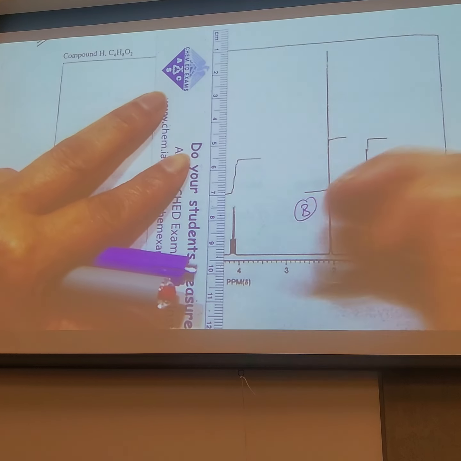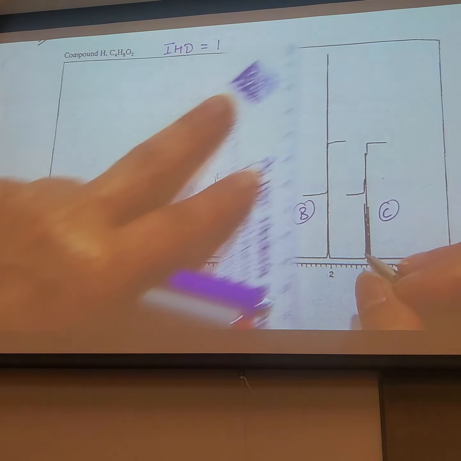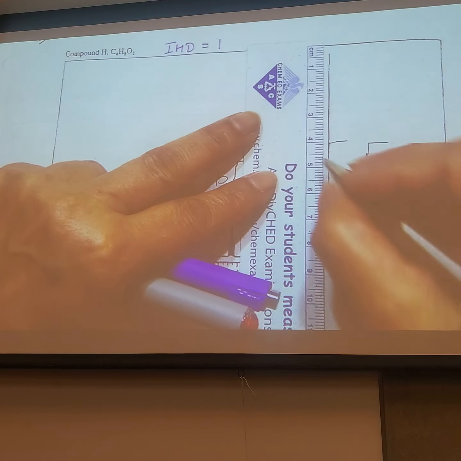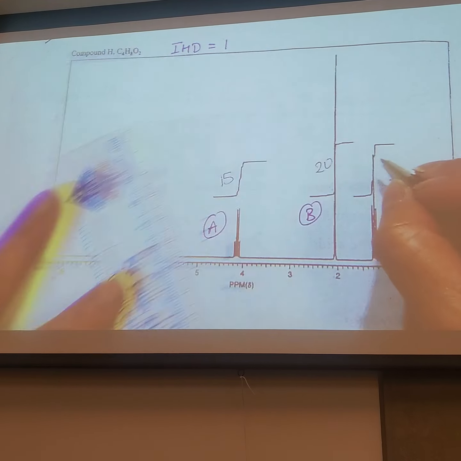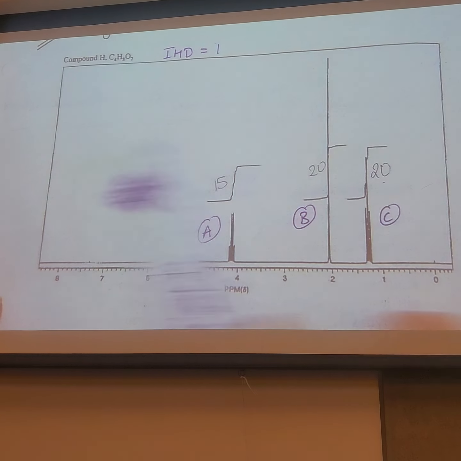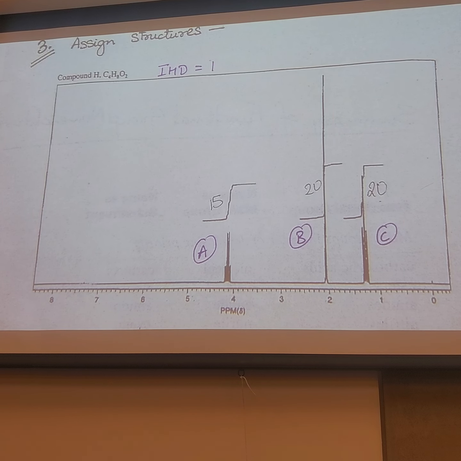Okay, so it looks like this is 15. This must be then about 20. This looks like it is also 20. So if those are the measurements, what do you think is the integration ratio?